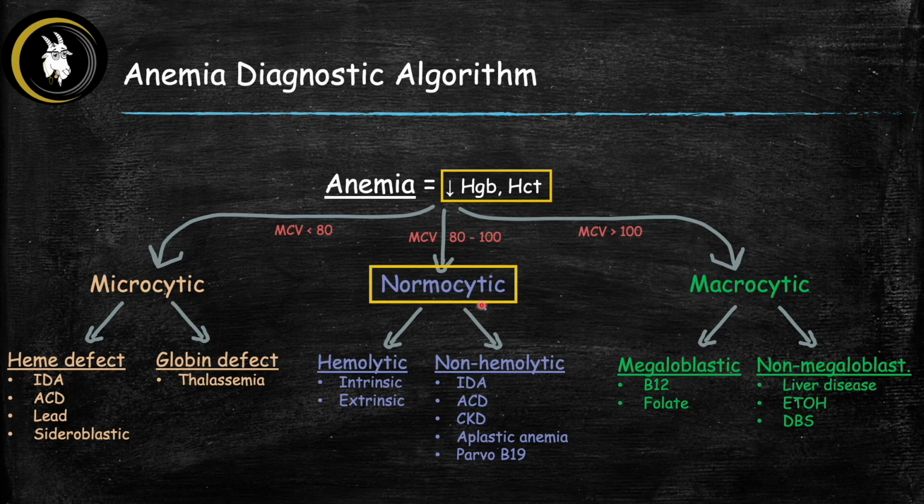So when you have a normal MCV, the cause can be either hemolysis or non-hemolytic, such as red blood cell underproduction diseases. So the next step to figure that out is to get the reticulocyte level, because it's going to be high in hemolysis and low in non-hemolytic causes. So the punchline summary is, in hemolysis, anemia is going to be associated with a normal MCV and a high reticulocyte level.